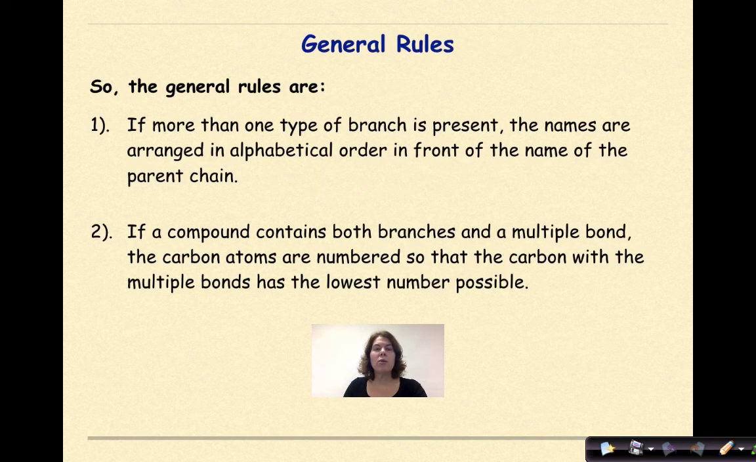So the general rules are, if more than one type of branch is present, the names are arranged in alphabetical order in front of the name of the parent chain. If a compound contains both branches and a multiple bond, like a double or a triple, the carbon atoms are numbered so that the carbon with the multiple bonds has the lowest possible number.